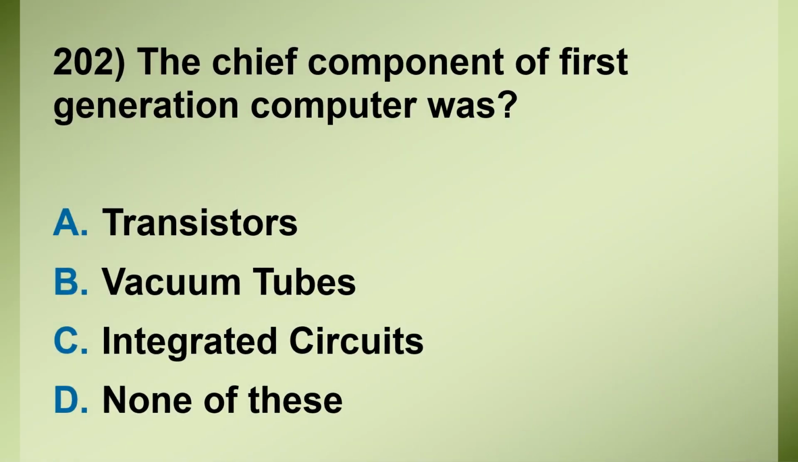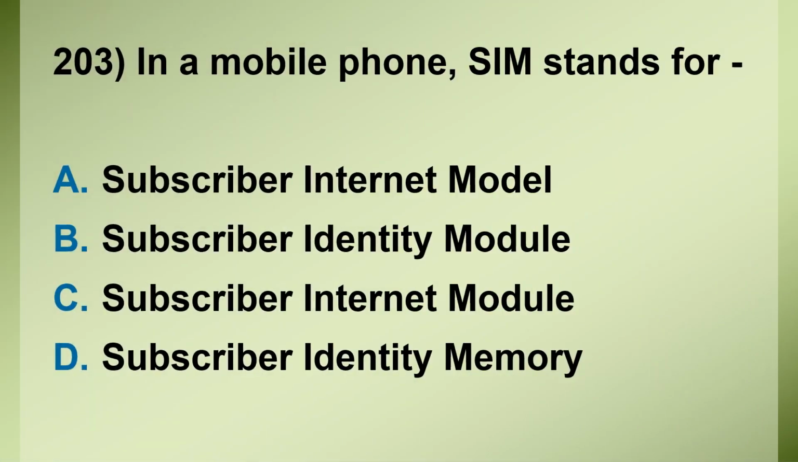The chief component of first generation computer was? The answer is vacuum tubes. Vacuum tubes are used in first generation of computer. Okay. In a mobile phone, SIM stands for subscriber identity module. Okay.